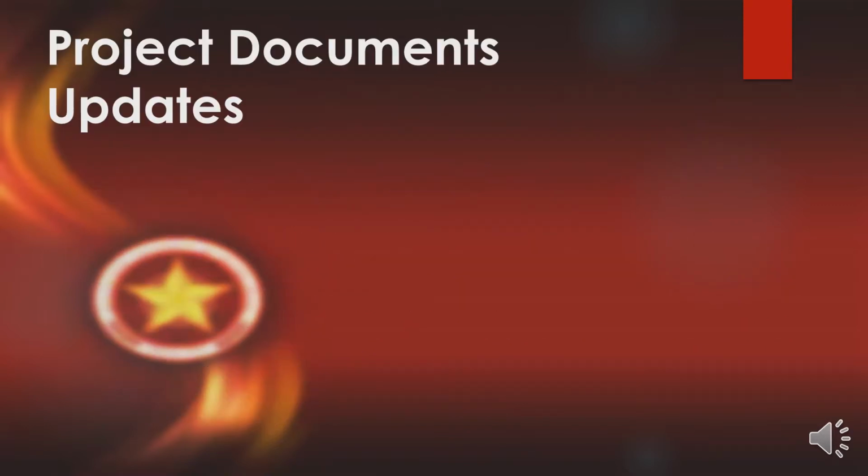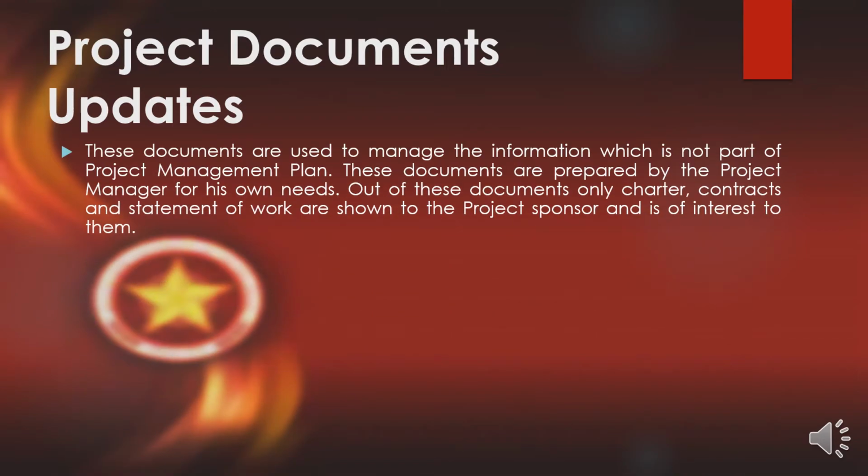The next output is project document updates. These documents are used to manage the information which is not part of the project management plan. These documents are prepared by the project manager for his own needs. Out of these documents, only the charter, contracts, and statement of work are shown to the project sponsor and are of interest to them.